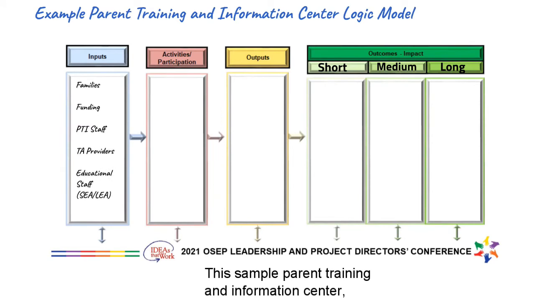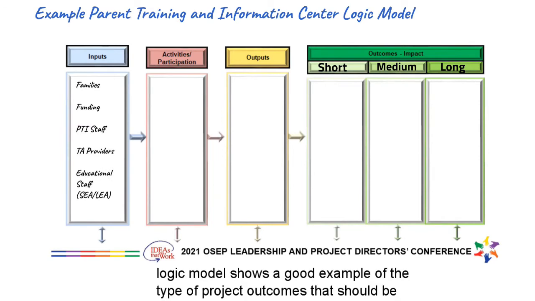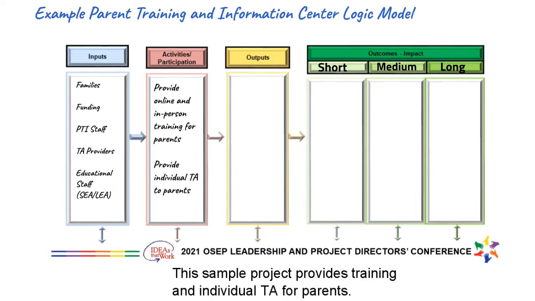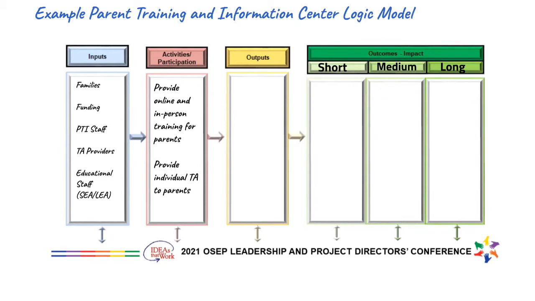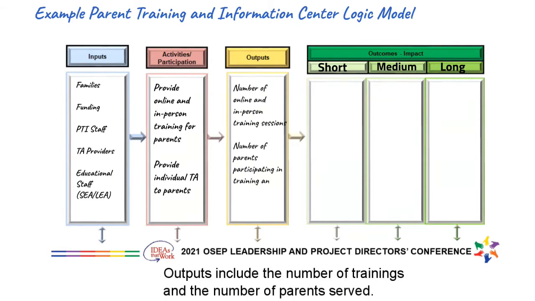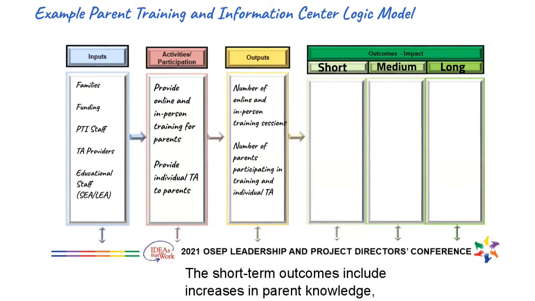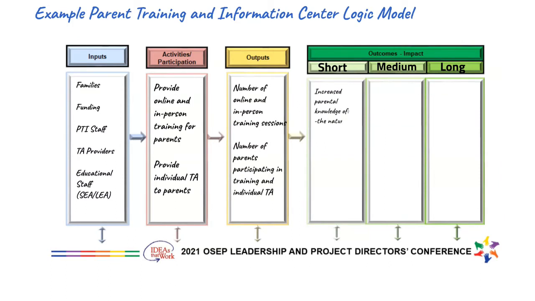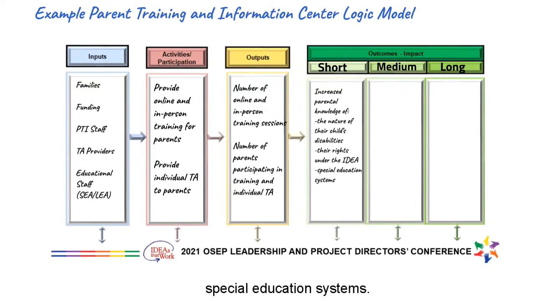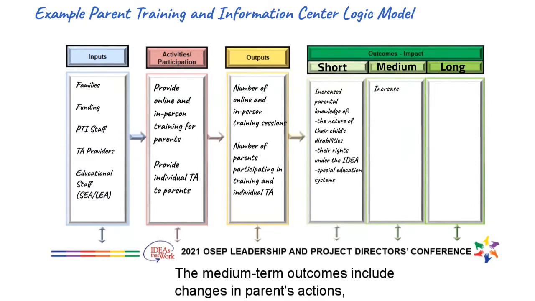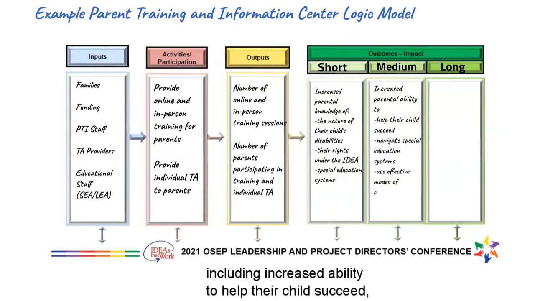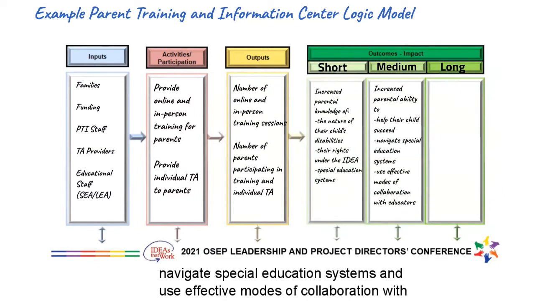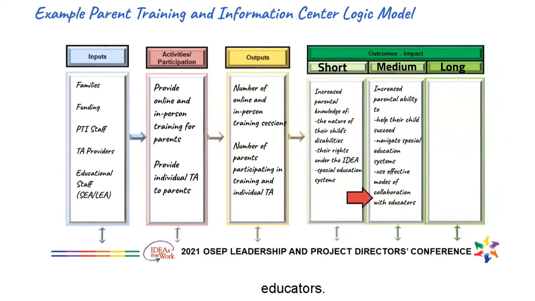This sample parent training and information center logic model shows a good example of the type of project outcomes that should be included. This sample project provides training and individual TA for parents. Outputs include the number of trainings and the number of parents served. The short-term outcomes include increases in parent knowledge in the areas of the nature of their child's disabilities, their rights under the IDEA, and special education systems. The medium-term outcomes include changes in parents' actions, including increased ability to help their child succeed, navigate special education systems, and use effective modes of collaboration with educators.